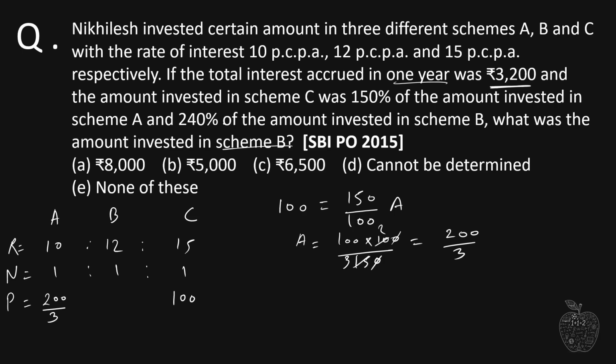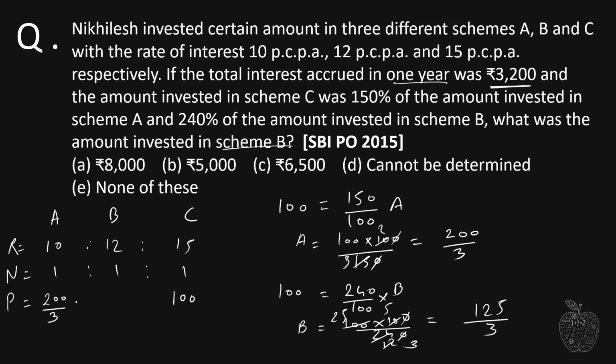Now further it says that it is also 240% of the amount invested in scheme B. So that means C, which is 100, is 240% of B. So let's calculate for B. B becomes 100 into 100 over 240, which becomes 125 by 3. So let's put the value here, 125 by 3.